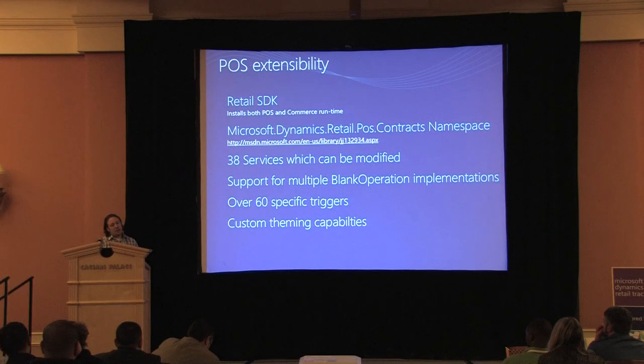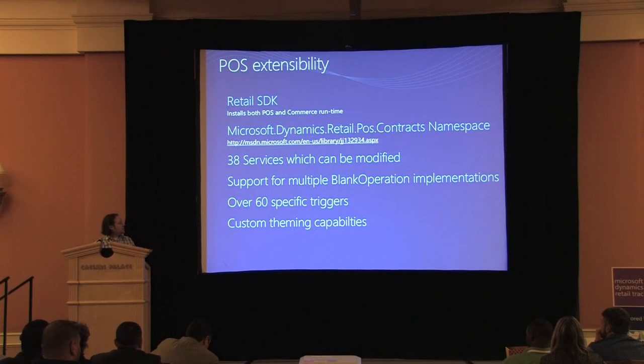There's over 60 specific triggers, and each of those triggers have pre and post conditions. So if you're familiar with hooks with RMS, that's pre-add item, post-add item. Pre-tender, post-tender, pre-print receipt, post-print receipt. Various ways to interject, listen for these events that happen, and then go and do your custom processing. So there's over 60 of those in the point of sale today, and we've actually added and improved those with each release.